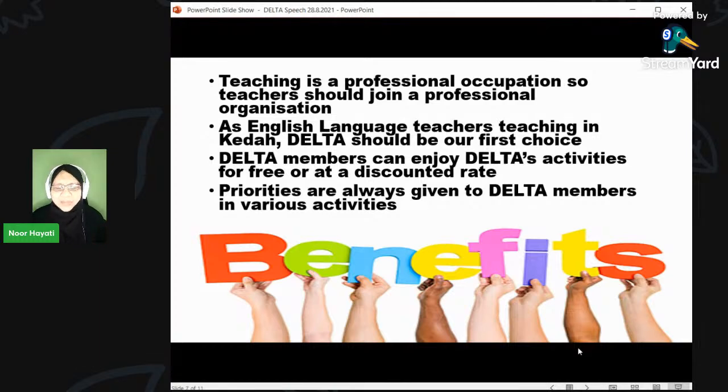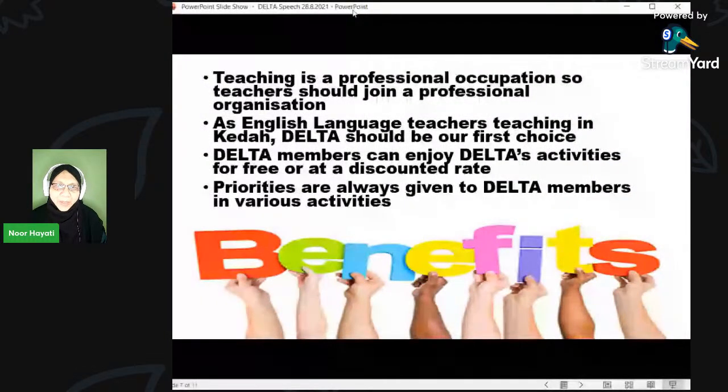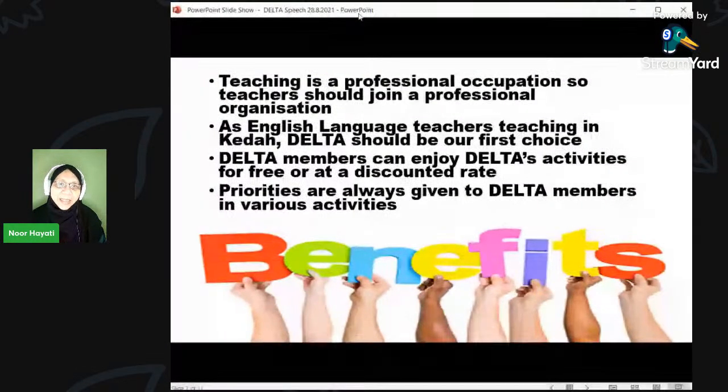Now, Delta stands for Darul Aman English Language Learning and Teaching Association. So we are in Kedah, right? It doesn't mean that Delta is open only for Kedah teachers. We are also open for everyone inside and outside Kedah. We have various categories for our membership. But as Kedah teachers, you can enjoy Delta's activities for free if you are a member, or at a discounted rate. So that is one benefit that I'm quite sure that you are going to be very happy about.